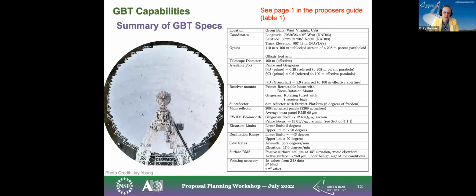So here is a quick summary of the GBT specs, the coordinates, the optics, and you'll want to check out the proposer's guide, which is easy to find on the website. And this gives a lot of these main specs and all the information that you might need to know about it, the elevation limits, the declination range, et cetera, and some of the things I already said.